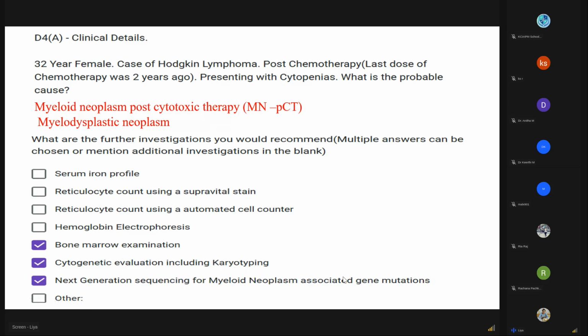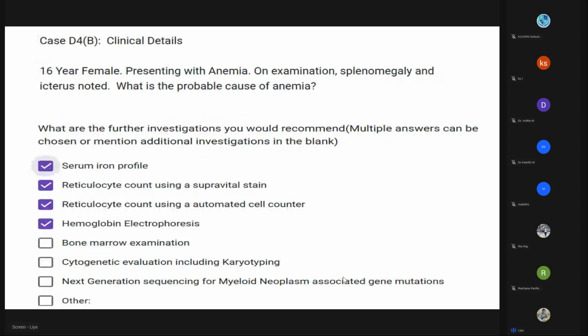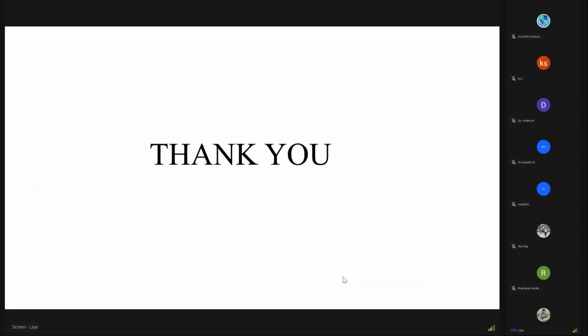Second case, the clinical details: a 16-year-old female presenting with anemia. On examination, splenomegaly and icterus noted. So the history of anemia, splenomegaly and icterus shows an extravascular hemolytic process, and it can lead to hemoglobinopathies. So the further investigations can be serum iron profile, reticulocyte count using a supravital stain and an automated cell counter, and a hemoglobin electrophoresis can be suggested. Thank you.